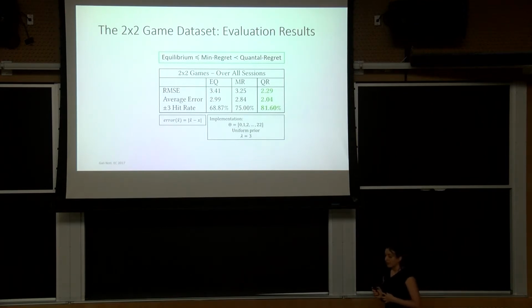And we found that the Quantal regret significantly outperformed the mean regret, which was in turn slightly better than the equilibrium-based methods, according to the 3 measures that we tested: the root mean squared error, RMSE, this is our main measure, average error, and also the hit rate, which is the probability that we were correct, that we were within a delta of 3 from the true value of the parameter. And this table summarizes the results over all sessions in the experiment, and you can see that the Quantal regret had much lower error and higher hit rates.